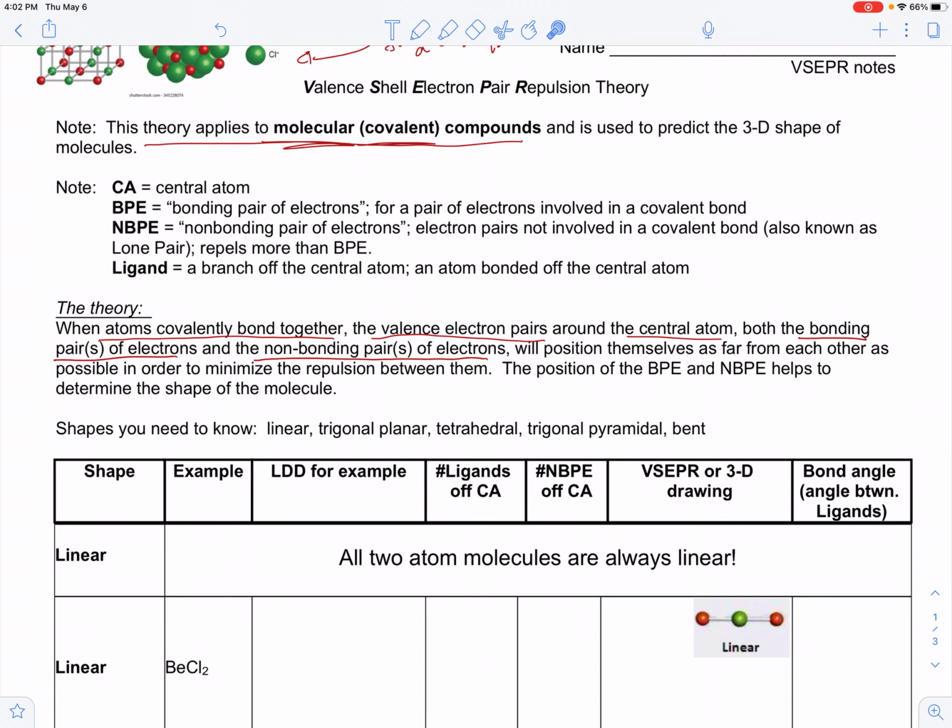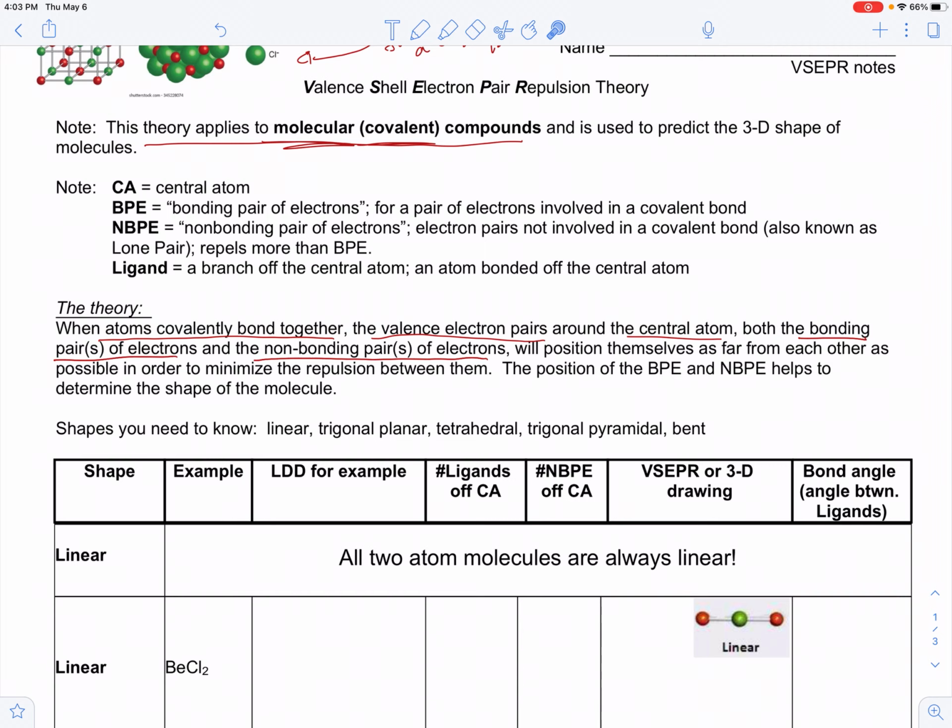Now for us, we're only going to be learning about 5 shapes. There are more shapes than this, but we're going to keep it pretty simple. So we're going to be learning about linear, trigonal planar, tetrahedral, trigonal pyramidal, and bent.